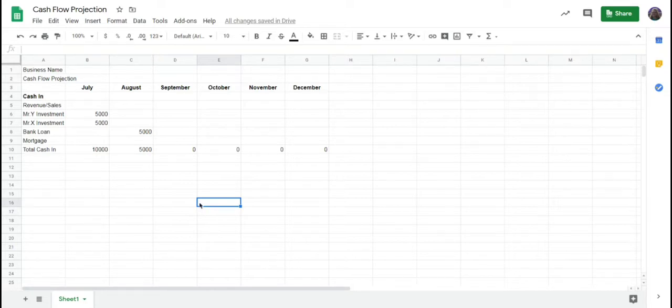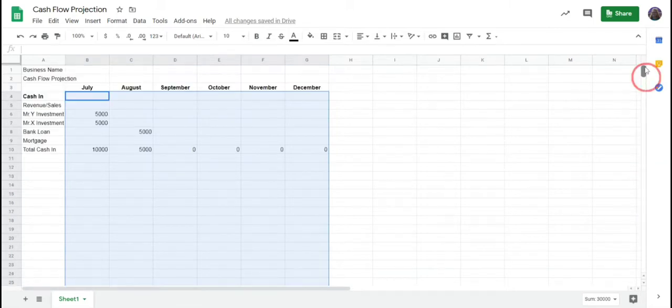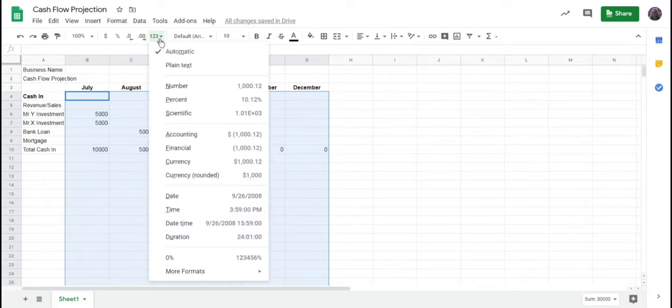Before we continue on, I am going to format my numbers. It's not always necessary. Personally, I like the way that it looks. So I'm going to select all of the boxes, and I'm going to go down a fair ways that I think are going to have numbers in them. Okay, and then I'm going to go up to the top here. There's going to be a 1, 2, 3 that says more formats, and I can go in here and choose the format that I want.